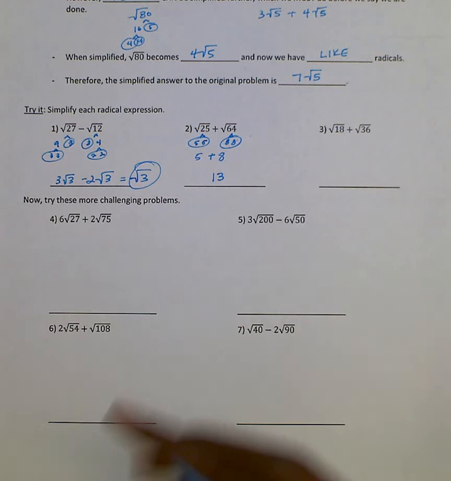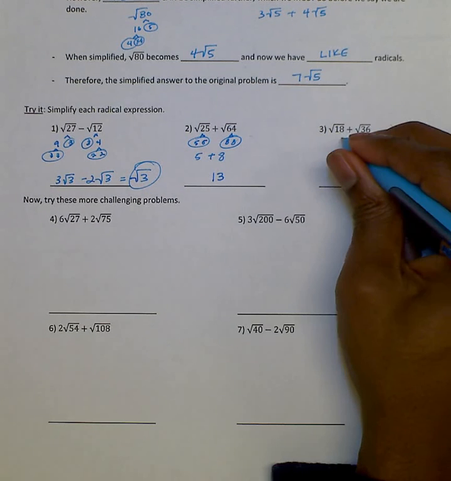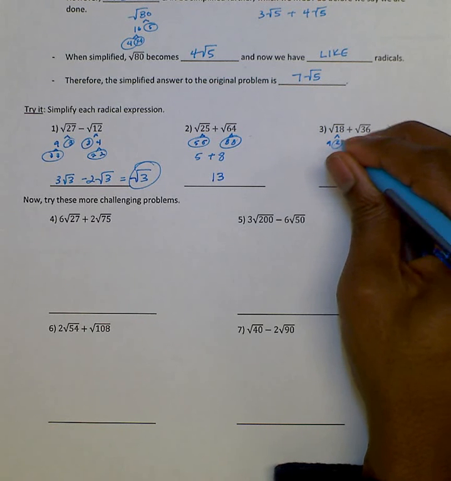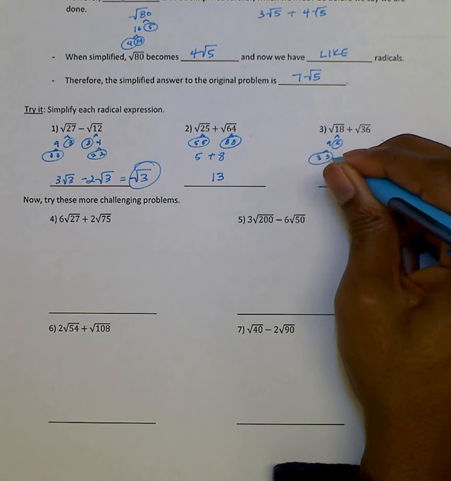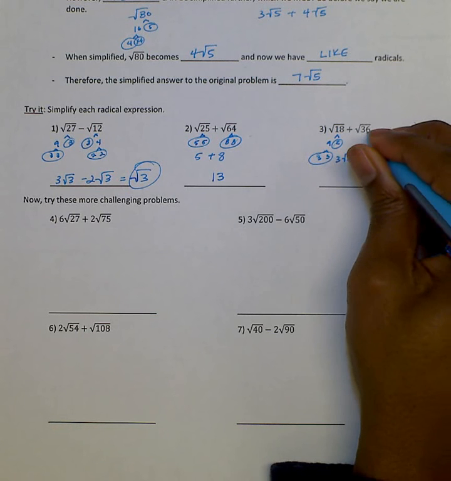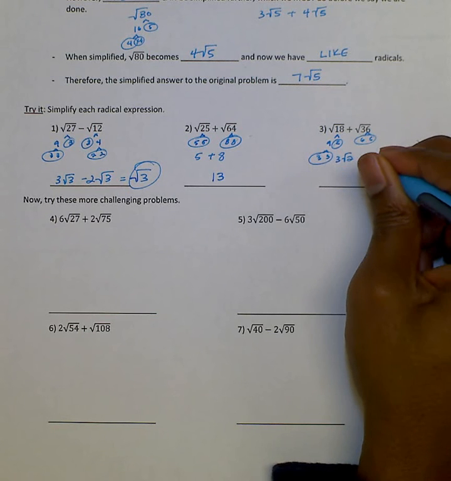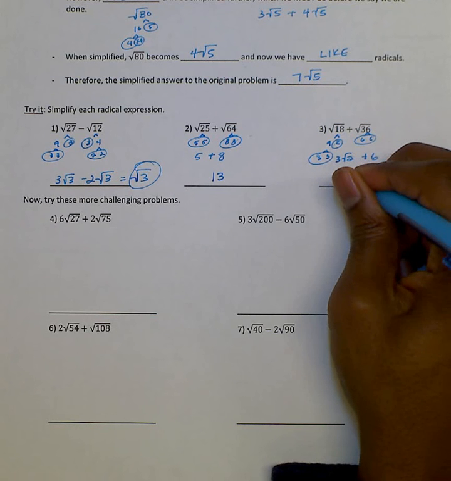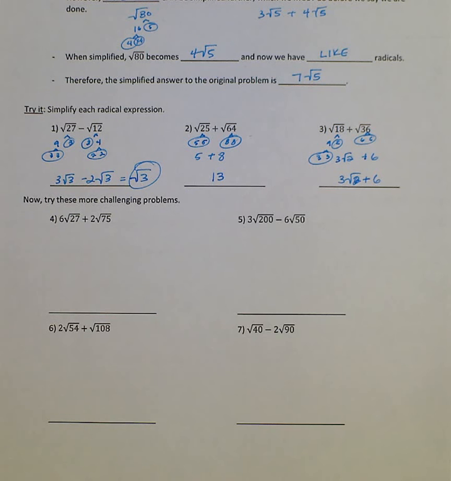Okay, radical 18 and radical 36. 9 and 2. 3 and 3. So we have 3 radical 2, and then this would be 6. So 3 radical 2 plus 6, we simplified it, but they're still not the same. So there's our answer. Okay. Alright, a couple more.